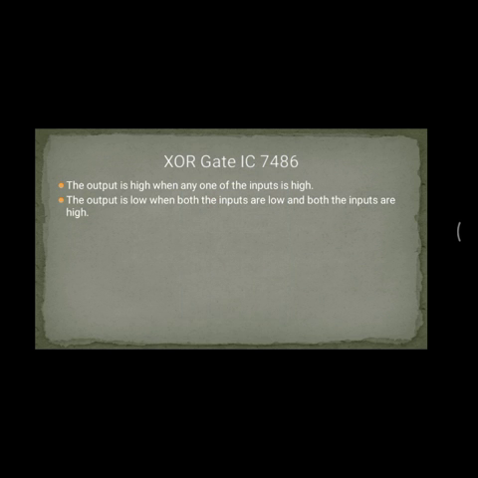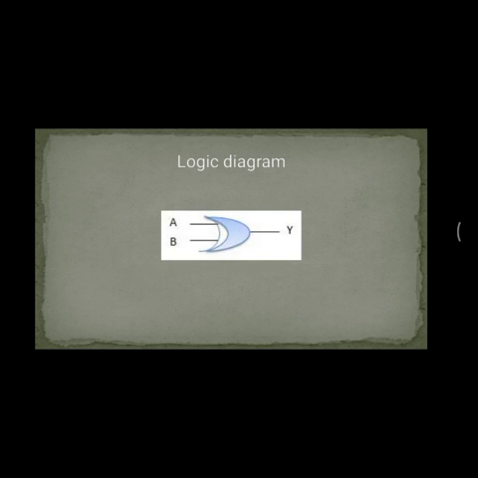XOR gate. The output is high when any one of the inputs is high. The output is low when both the inputs are low or both the inputs are high. This is an example of an XOR gate. This is the logic diagram of an XOR gate. This is the truth table of an XOR gate.